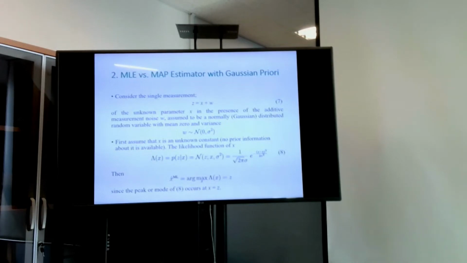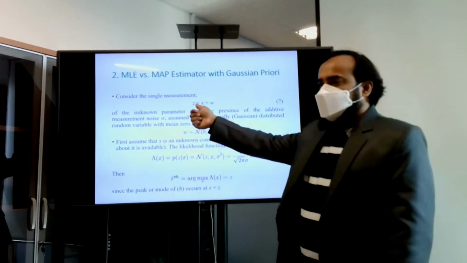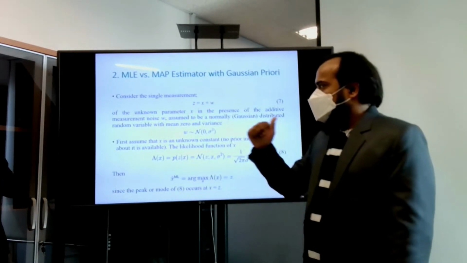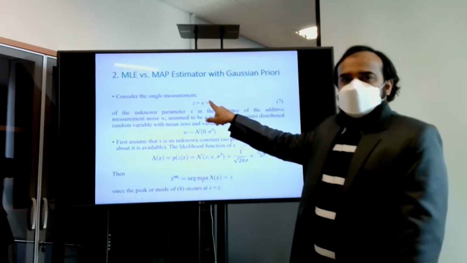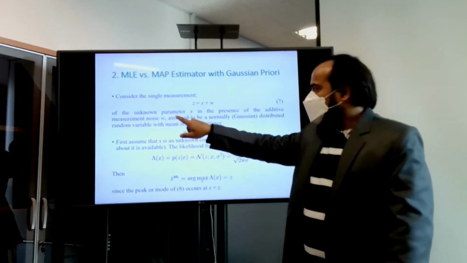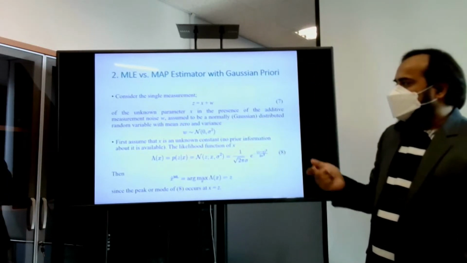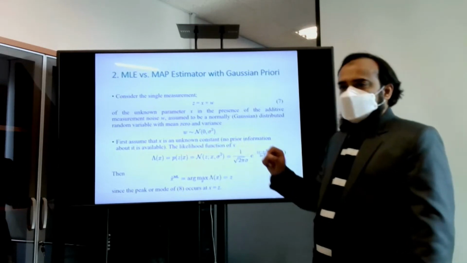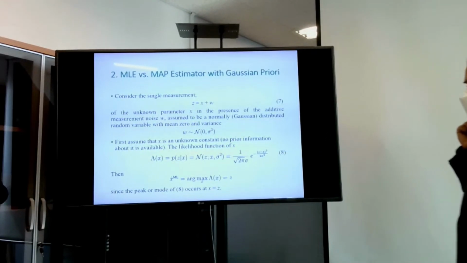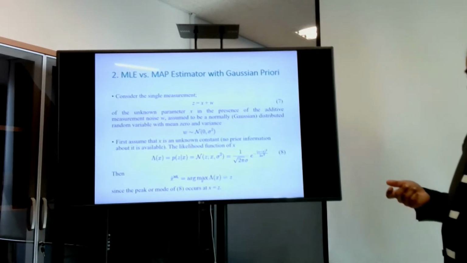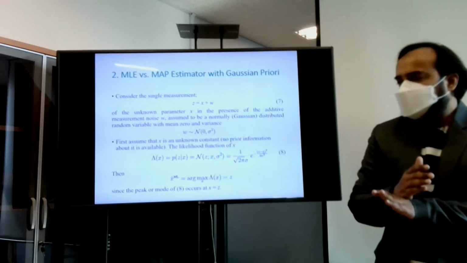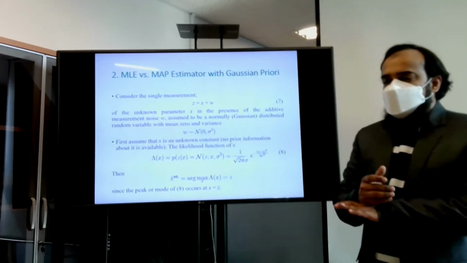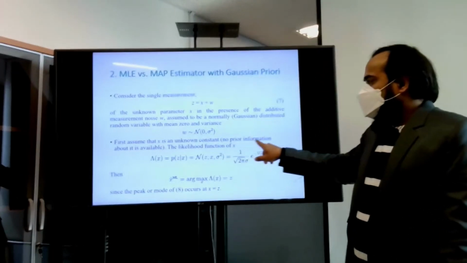For example, given a single measurement z equals x plus w of the unknown parameter x in the presence of noise measurement w, assumed to be a normally Gaussian distributed random variable with zero mean and variance. First assume that x is an unknown constant. First assume there is no p of x. It means x is an unknown constant and no prior information about it is available.